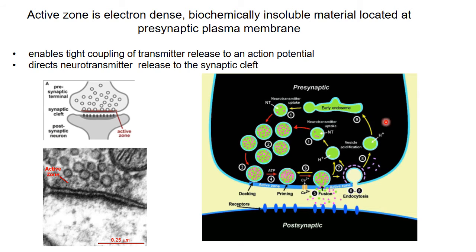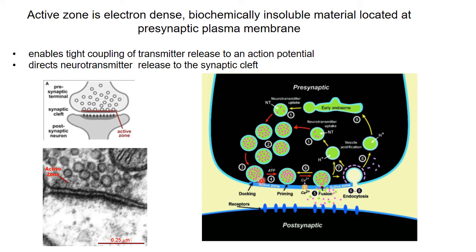So what is the active zone? The active zone is an electron dense and very biochemically insoluble material which is located at the presynaptic plasma membrane, and it enables the tight coupling of neurotransmitter release to an action potential. It's right across from the receptor or postsynaptic membrane, and it directs the release of neurotransmitters to the synaptic cleft.